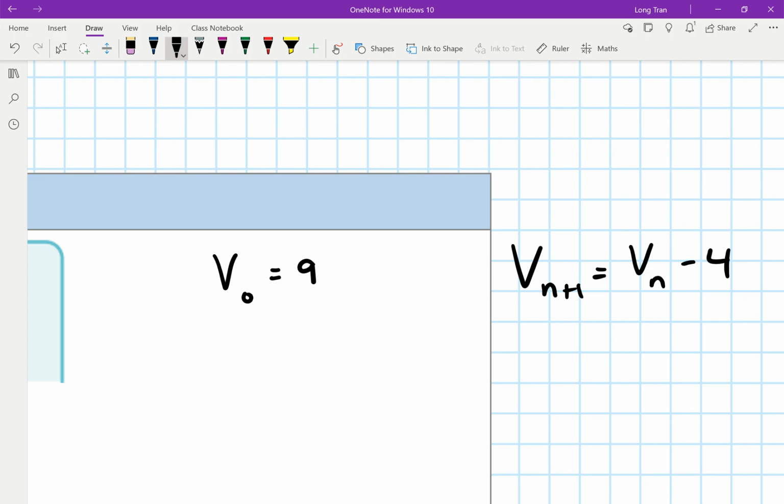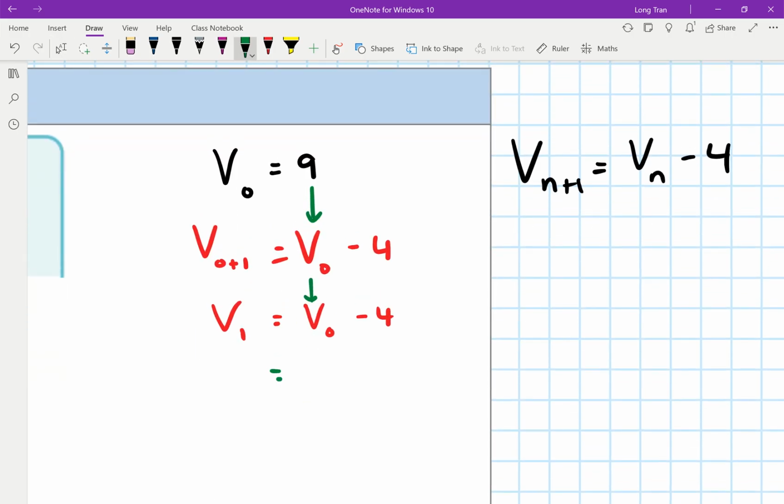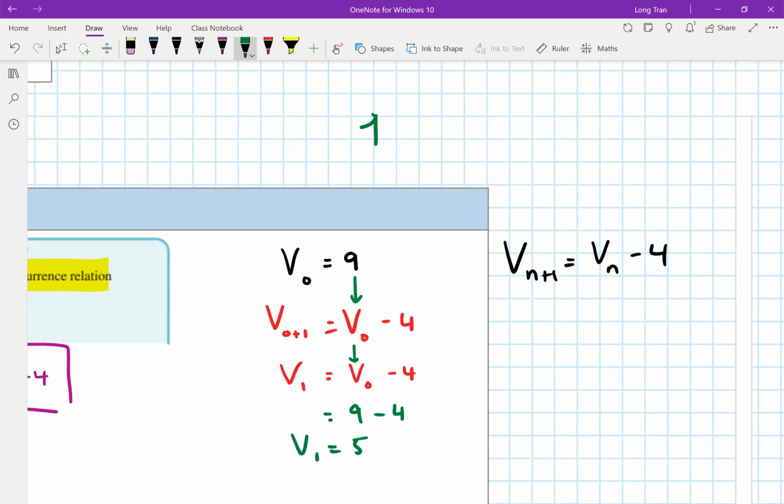So then I would say here, following on the same formula, V0 minus 4 should give me V0 plus 1, which means V1 is equal to V0 minus 4, but we know that V0 is 9. So 9 minus 4 gives you 5. So V1 is 5. Now I know that in the sequence is 9, and then 5, and then 1, and then negative 3.